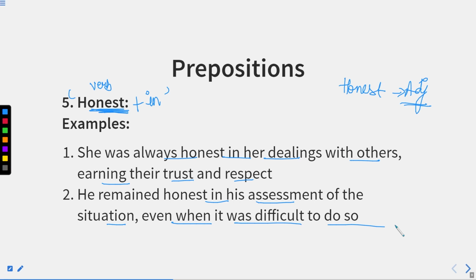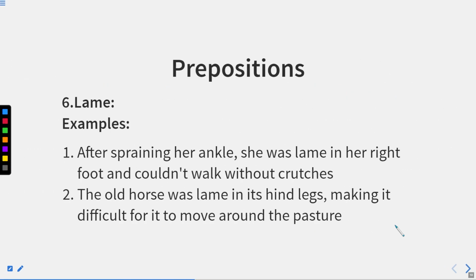Now, let us move to the next one. Lame. Lame refers to a situation when someone does not walk properly, or cannot walk properly, he can only walk on one leg. Now again, this lame can be an adjective, and here if I'm using in with it, it can be used as a verb as well. After spraining her ankle, she was lame in her right foot. Lame in her right foot, it means she got an injury in her right foot.